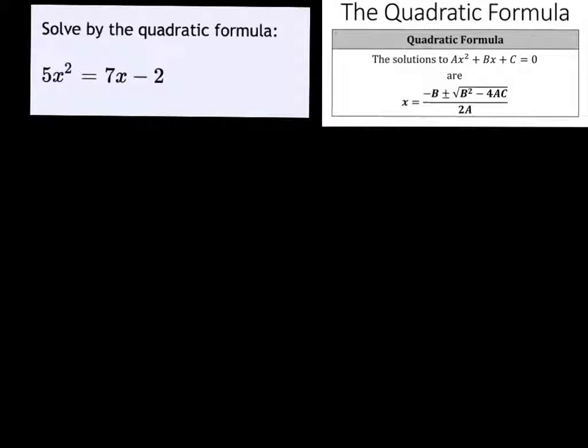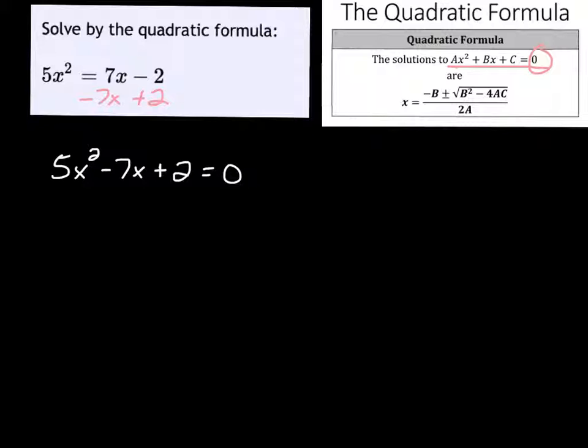To solve this quadratic equation using the quadratic formula, which is listed over here on the right, we need to put it in this form, ax squared plus bx plus c equals 0. And most importantly, we need to solve this quadratic equation for 0. So up over here on the left, what we're going to do is first subtract 7x from both sides, and then add 2 to both sides to zero out this right side. And when we do that, what we get is this equation right here.